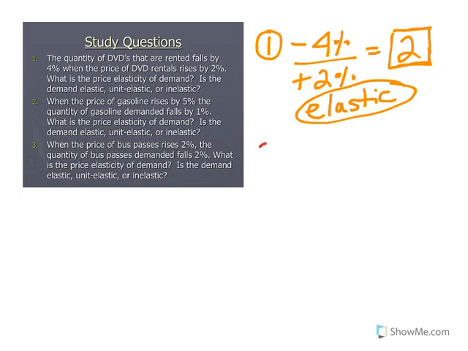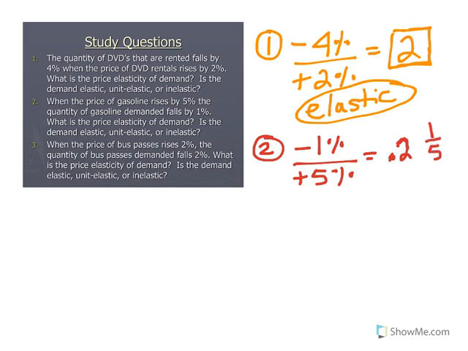Number 2 says when the price of gasoline rises by 5%, the quantity demanded of gasoline falls by 1%. So we have a decrease of 1% in quantity demanded divided by an increase of 5% for the price of the good. So a negative 1% divided by a positive 5%, taking the absolute value, we would come up with 0.2. Or again, if you're looking at it in fraction form, it would be 1/5. But either way, we know that that is less than 1. Therefore, the demand for gasoline is inelastic.